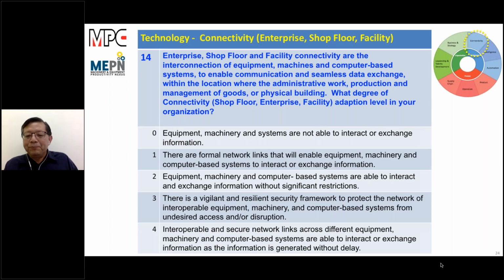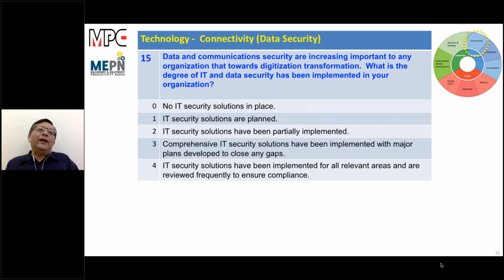Then you cannot control. Okay. So the last question is talking about connectivity. Actually, this one is talking about data security. This is becoming more and more important. However, in Malaysia, we do not really comply with that. Most of us do not really focus on this.